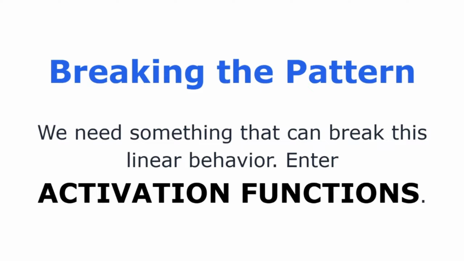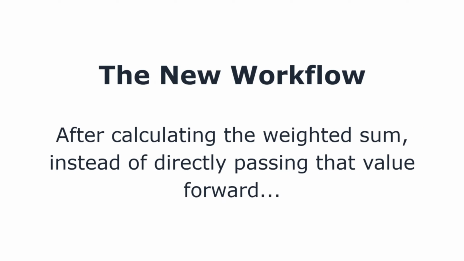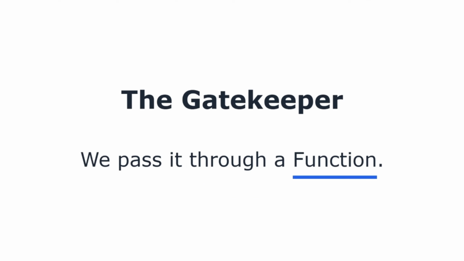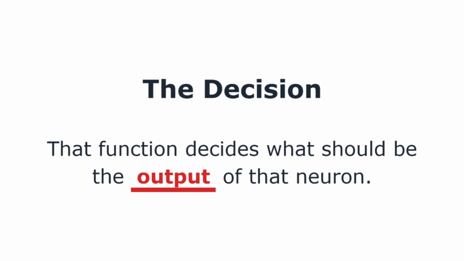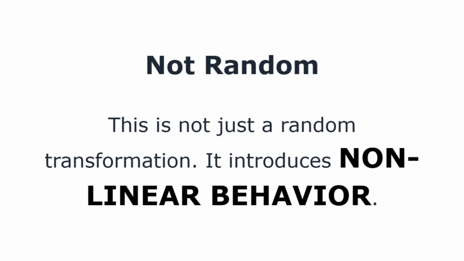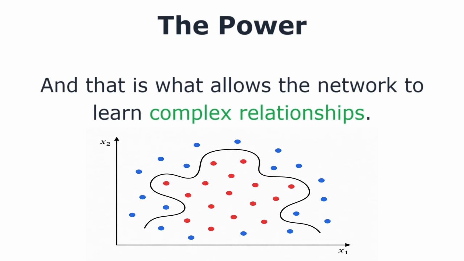So we need something that can break this linear behavior. And that is where activation functions come in. After calculating the weighted sum, instead of directly passing that value forward, we pass it through a function. That function decides what should be the output of that neuron. Now this is not just a random transformation. This step introduces nonlinear behavior into the network. And that is what allows the network to learn complex relationships.